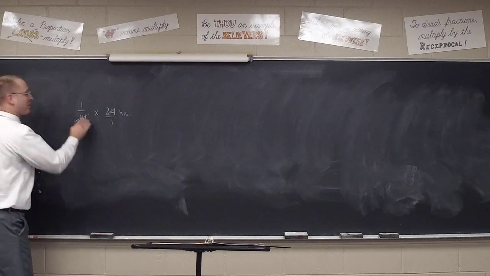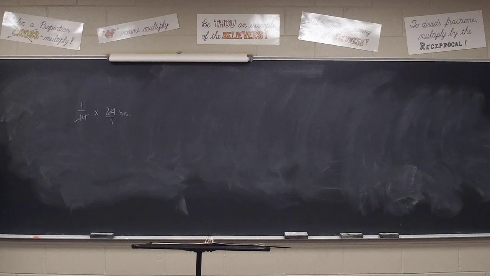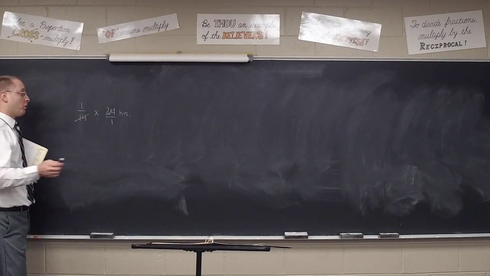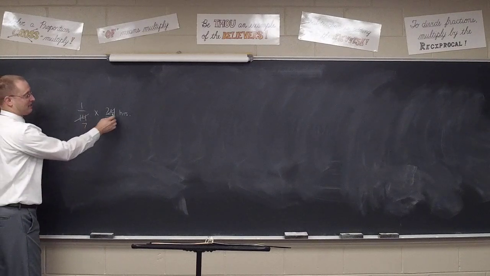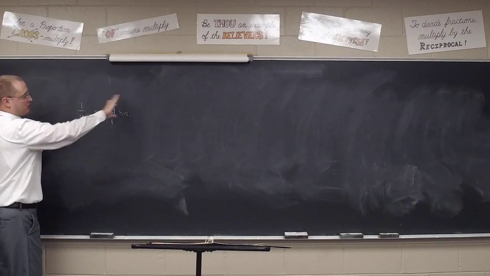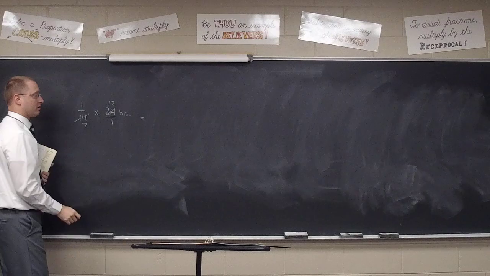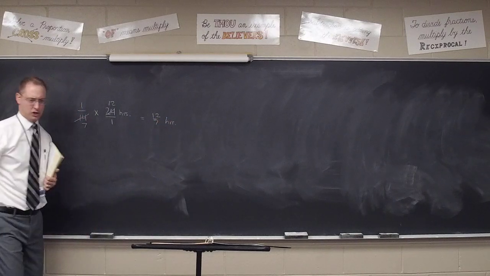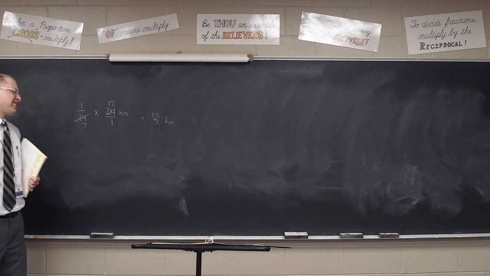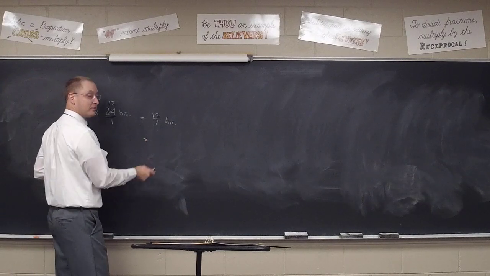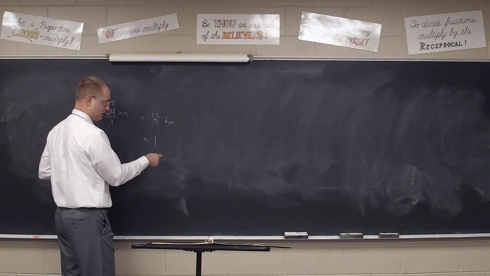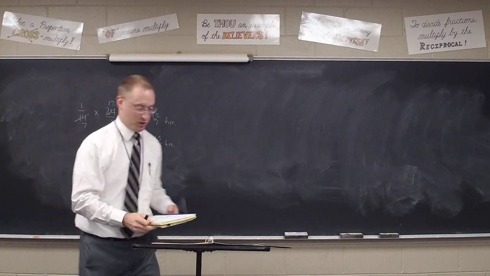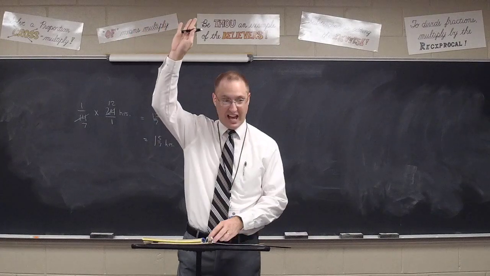What can I cancel out of the 14 and 24, Bryson? 2. To get 7 and 12. 12, and we multiply straight across. We just get 12 over 7. 12/7 hours. But that sounds weird. I studied for 12/7 hours. Like, that just sounds weird. Let's make it a mixed number now, Bryson. 1 and 5/7 hours, which still sounds a little weird, but it's not as weird as 12/7. How many are 1 and 5/7 hours?